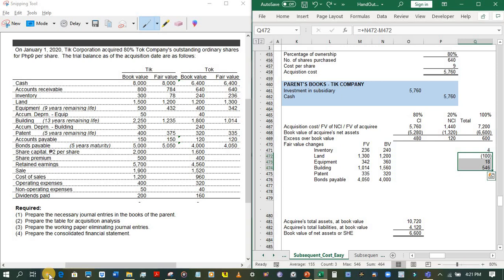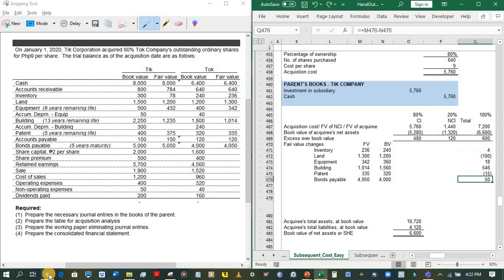Next is patent. The patent is undervalued because the book value is only at 320. However, the current market price is at 335 pesos, which means we need to increase the patent by 15 pesos because it must be presented in the consolidated financial statements at 335 pesos. So in order to increase the patent, we need to debit the patent for 15 pesos and the corresponding credit is goodwill. So to credit goodwill means a decrease in goodwill, recorded at 15 pesos. That is why the 15 pesos is a negative in order to decrease the 600 peso goodwill or excess over book value.